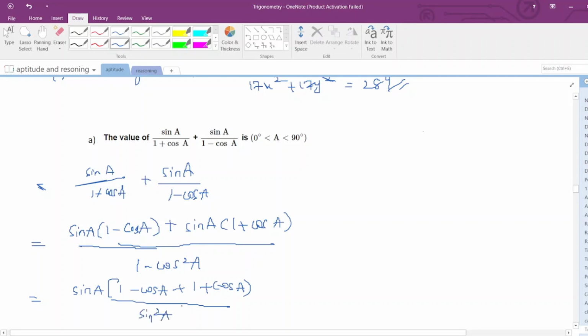So I am substituting identity 1 in the denominator. Okay, plus cos a minus cos a cancel, sin a and sin square a cancel. I will get 2 by sin a, which is also equal to 2 cosecant a. Either is an answer, either is fine. 2 by sin a or also 2 by cosecant a is also fine.